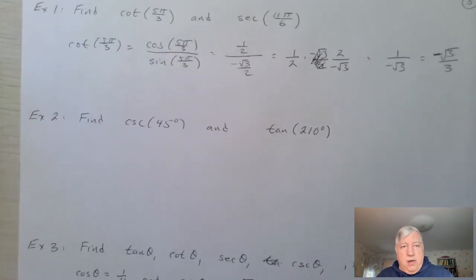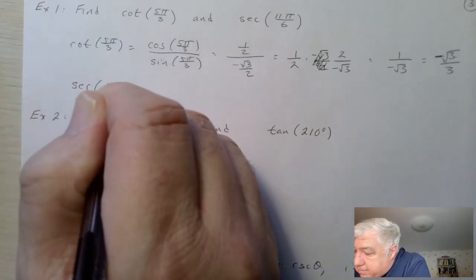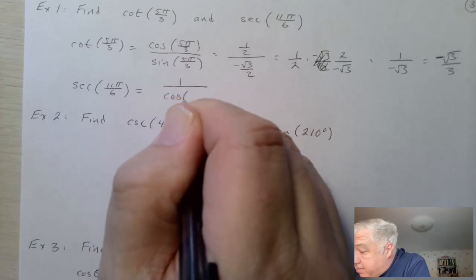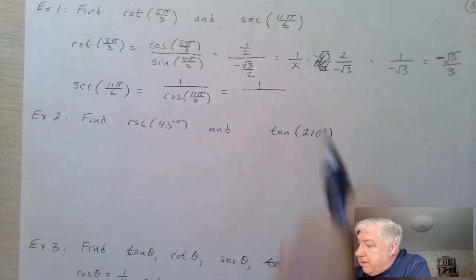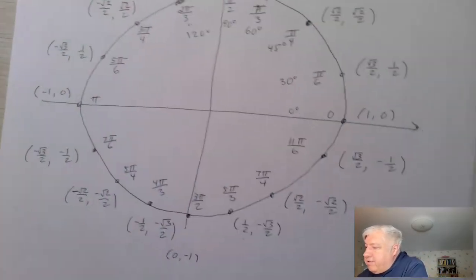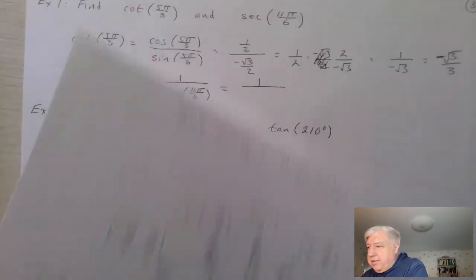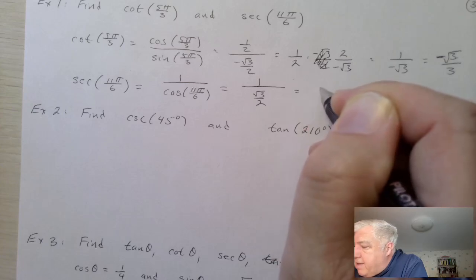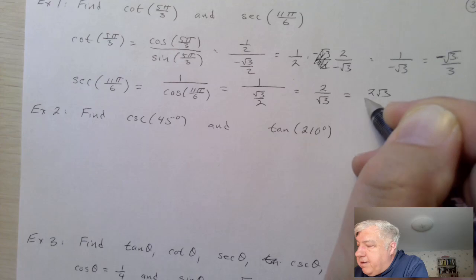All right. What would the secant of 11 pi over 6 be? This would be 1 over the cosine of 11 pi over 6. So we look at that on our unit circle, and we see that the cosine is square root 3 over 2, which is the same thing as 2 over square root 3. And again, if you want to rationalize this, it'll be 2 square root 3 over 3.